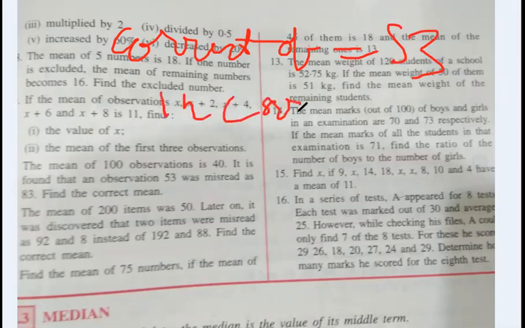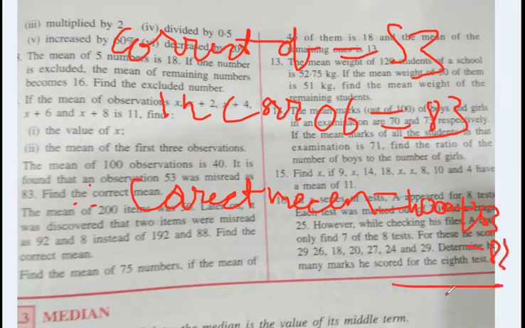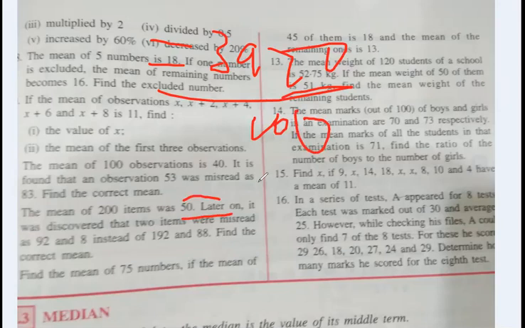Incorrect observation is equal to 83. Therefore, correct mean is equal to 4000 plus 53 minus 83 by 100 is equal to 3970 by 100, which gives the answer as 39.7 is the answer.